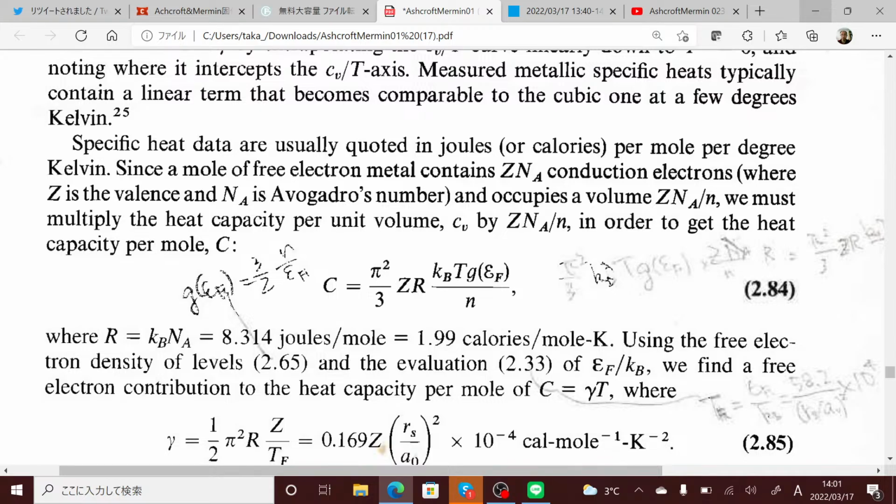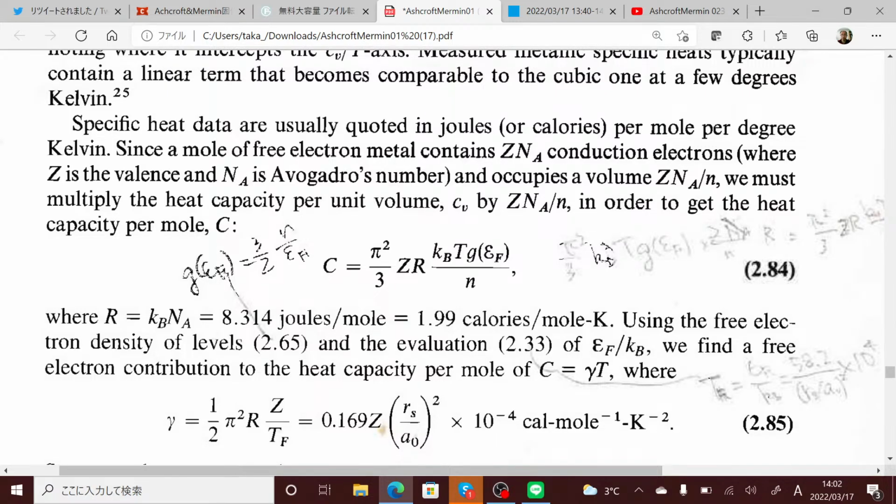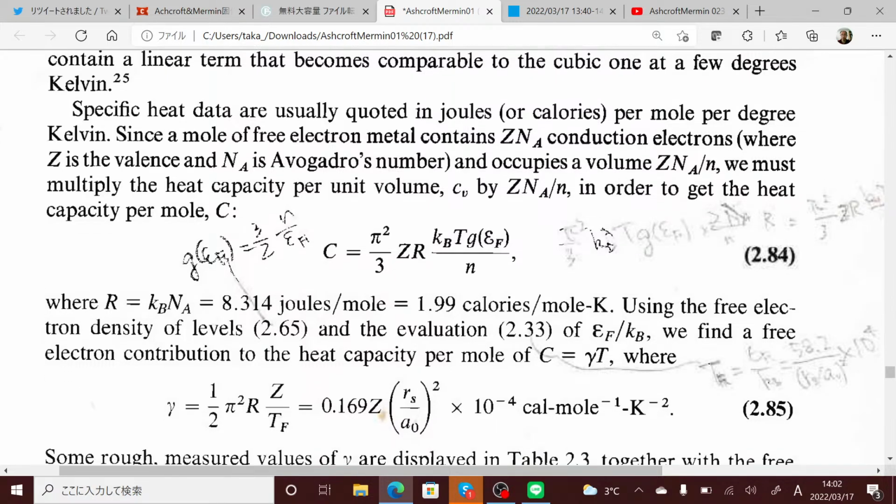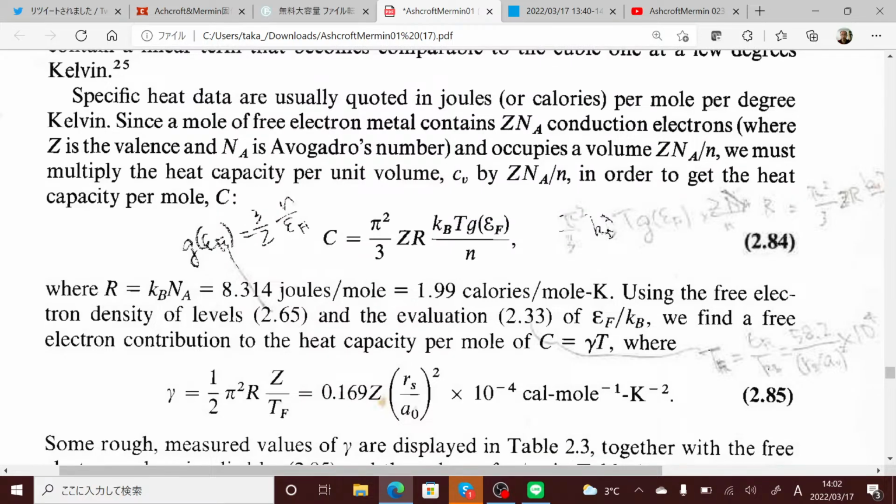in order to get the heat capacity per mole, C. So C equals pi squared over 3 Z R, where R is kB NA equals 8.314 joules per mole Kelvin equals 1.99 calories per mole Kelvin.